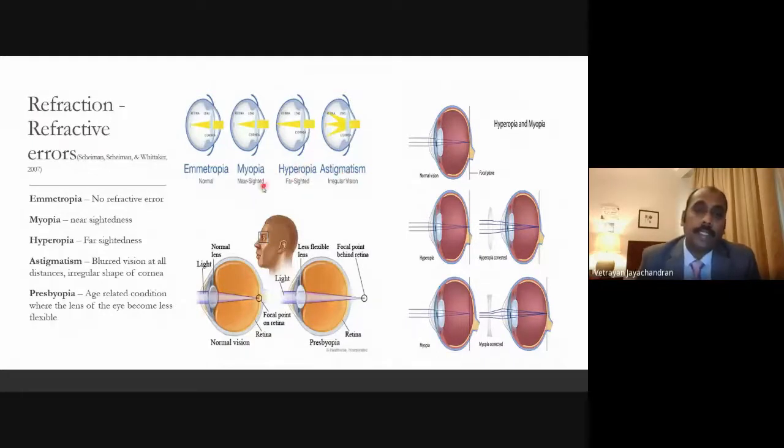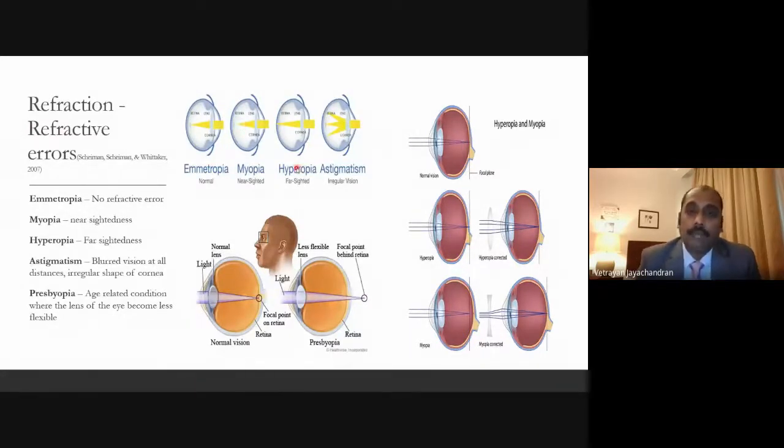Myopia is called nearsightedness. That means the person can see near objects, but they have difficulty seeing distant objects. That's called myopia, nearsightedness. What happens here is the focal point falls in front of the retina. Actually the focal point has to fall on the retina, and then it is processed through the optic nerve. But here the focal point of the image falls just in front of the retina. So the person cannot see objects at a distance. When they bring the object very near, then they can see it.